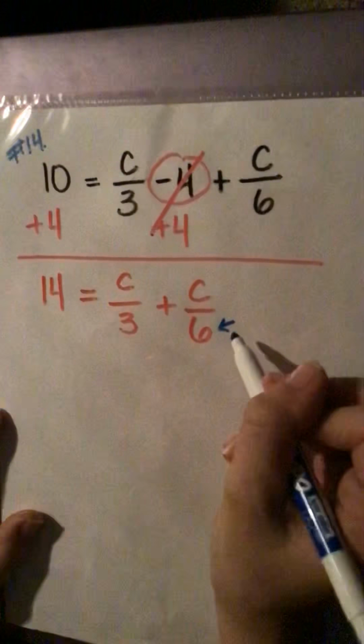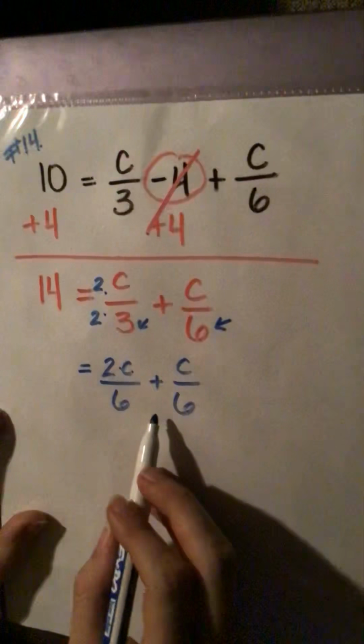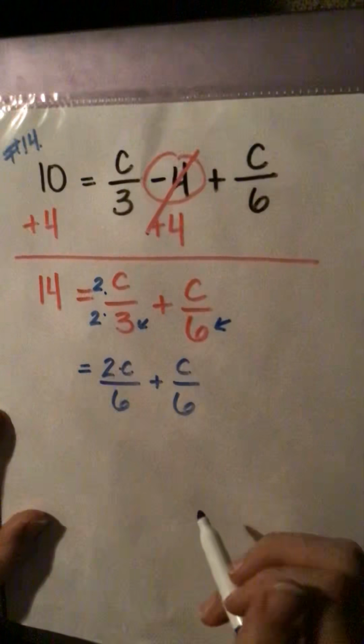How you do that is kind of like unsimplifying a fraction. If we want 3 to become 6, we have to multiply that by 2. We have to do that to both the numerator and denominator of this problem. So on the right side, after we do that, 2 times c would be 2c, and the denominator 2 times 3 is 6. And we're going to keep this one on the right the same, c over 6, because it already had that denominator.